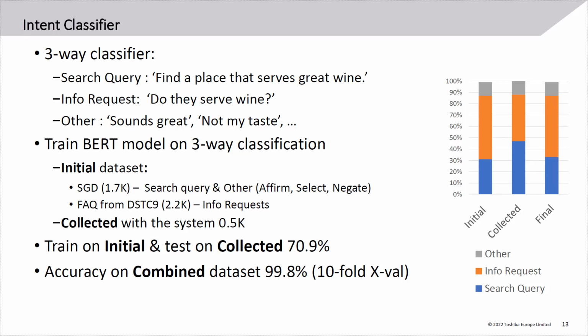And here you can see the distributions among the intents. In the final data set, we have a bit above 30% of search queries and quite a few info requests, and all of them have about 12% of other utterances.